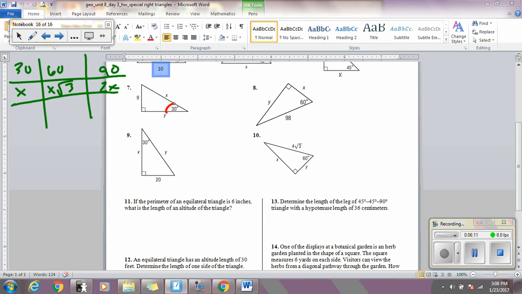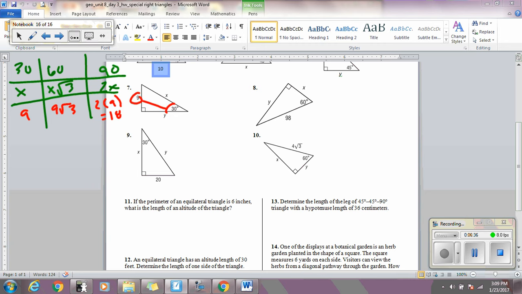We have across from 30 as 9. So that means everywhere I see x in my table, I'm going to put 9. So underneath 60, I'm going to put 9 root 3. And underneath 90, I'm going to put 2 times 9. And then calculate that. 2 times 9, I get 18.